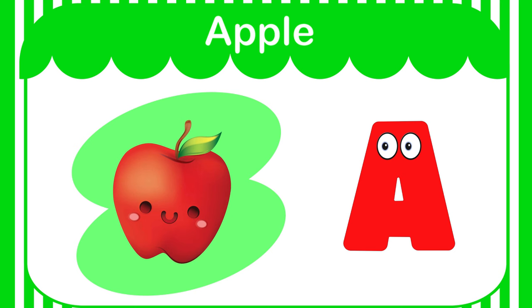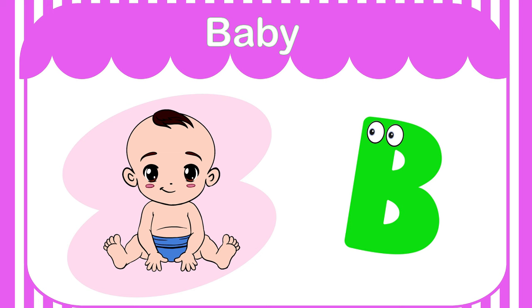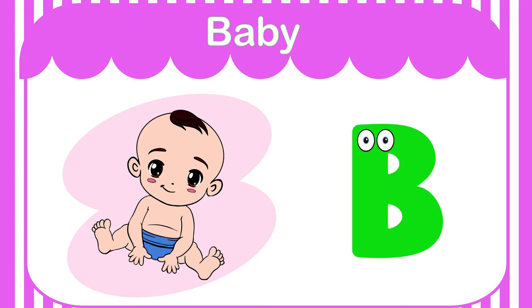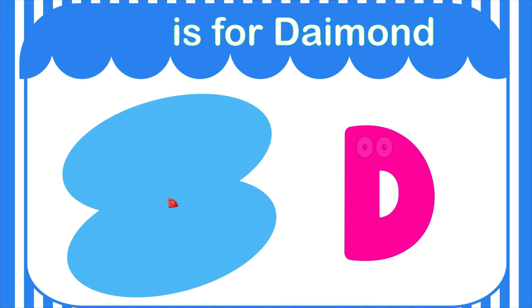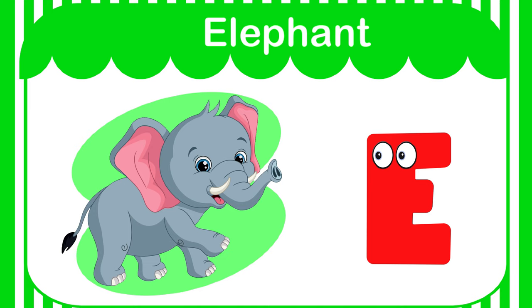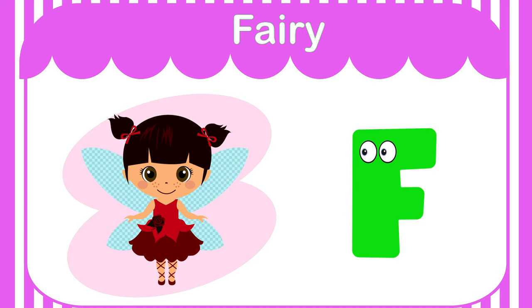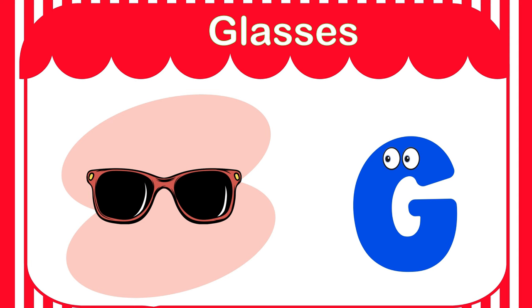A is for apple. B is for baby. C is for candy. D is for diamond. E is for elephant. F is for fairy. G is for glasses. H is for hand.